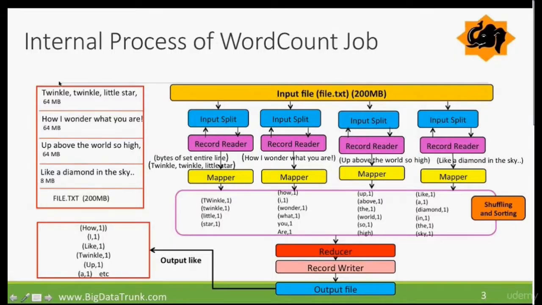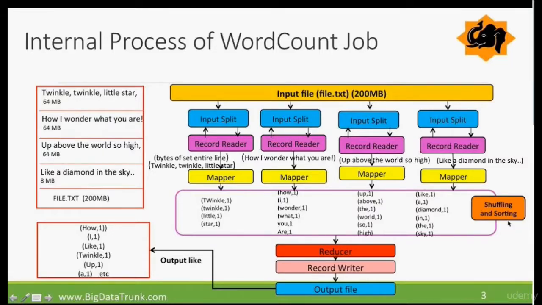Let's take a deeper look at the first part. The 200 MB file was broken down into 4 parts, and this first part, the 64 MB part, was given to one of these mappers. It got these words, and what the mapper is going to do is take each of these words and tag it, saying how it appears. It won't even do any counting at this point; it's just going to group them together. Each of these mappers keeps producing output.